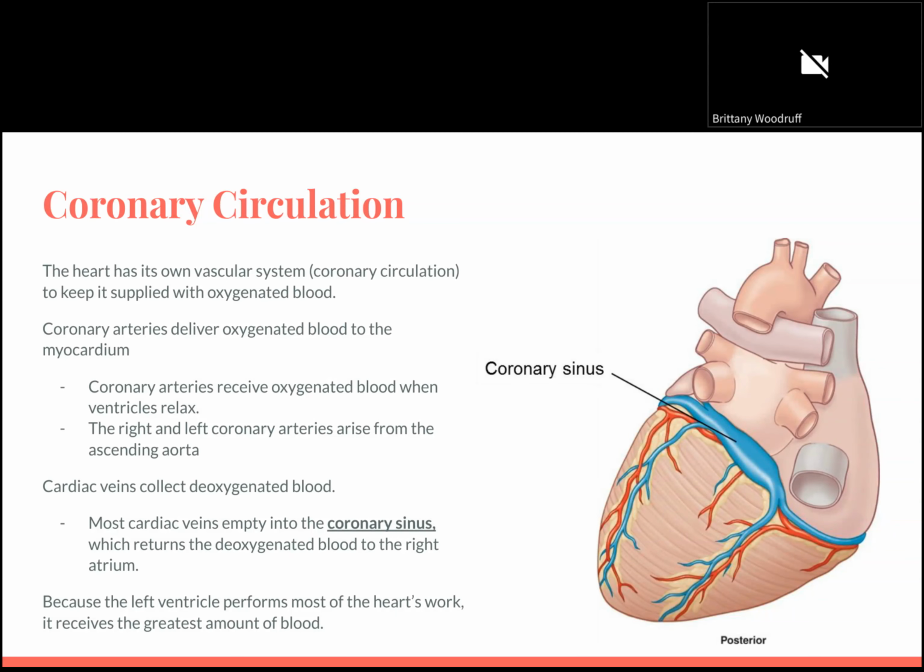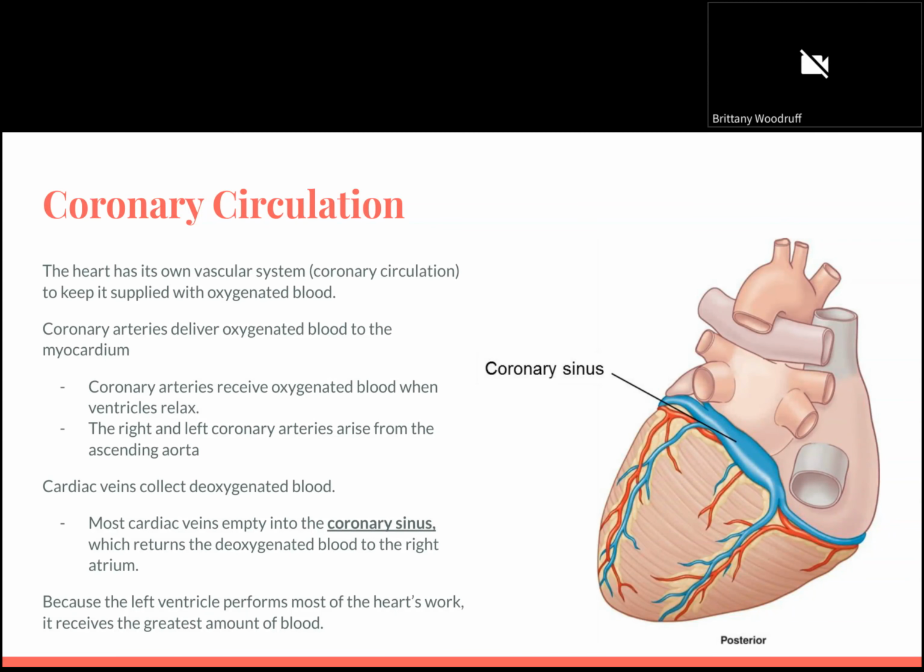So, coronary circulation: just like arteries supply the rest of the body with oxygen, coronary arteries deliver oxygenated blood to the myocardium. The difference between coronary arteries and the rest of the arteries in the body is that coronary arteries actually receive oxygenated blood when the ventricles relax, because otherwise they get stuck in between the ventricles, and when the ventricles contract, they get squeezed. So when the ventricles are relaxed, coronary arteries are able to fill up. And then you have cardiac veins that collect that deoxygenated blood and drain it back.